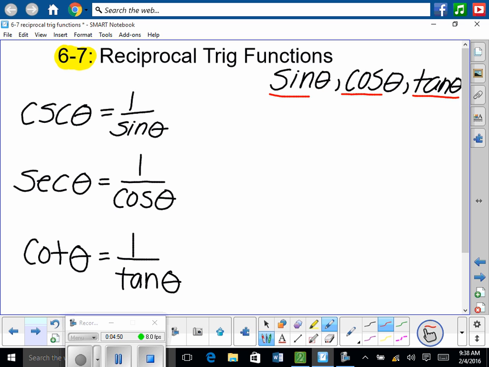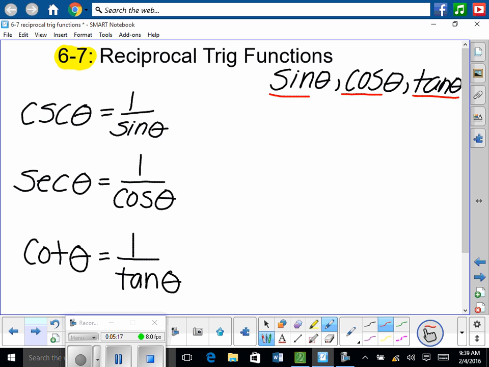Cosecant theta is equal to 1 divided by sine of theta. Does everybody see that? You'll want to write that down for sure. Secant of theta is equal to 1 over cosine of theta. They're equal. So you can always take 1 and divide it by cosine of theta. And then cotangent of theta is equal to 1 over the tangent of theta. So do you see how these are reciprocals? That's why they're called reciprocal trig functions.